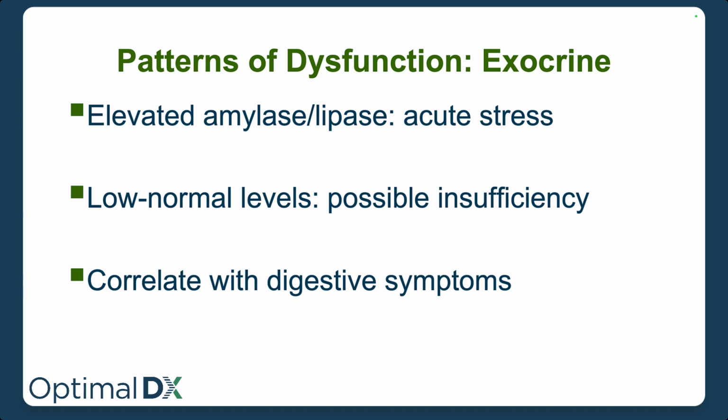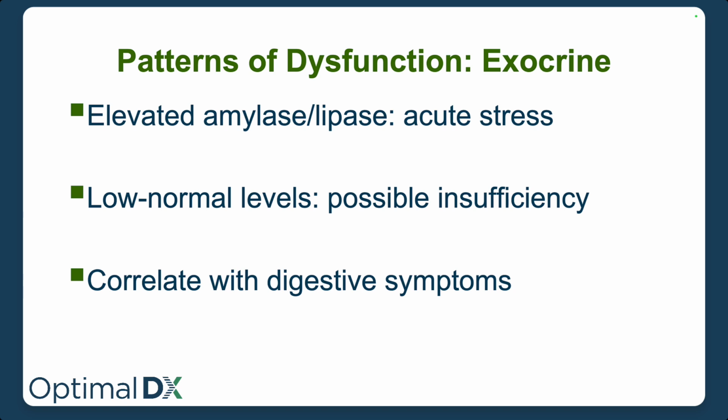So what about some patterns here? Patterns matter more than isolated numbers, and when amylase and lipase are starting to get elevated, start to think about acute pancreatic stress or acute pancreatic inflammation. You could see just mild elevations might begin the earliest stages of this irritation and inflammation all the way through to amylase and lipase numbers that are outside of the normal range.